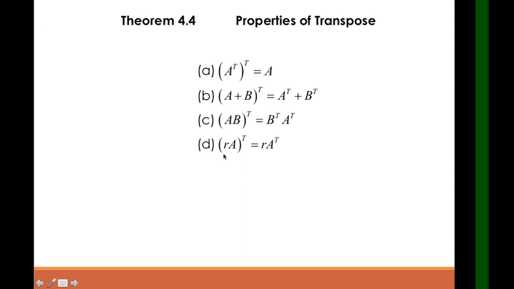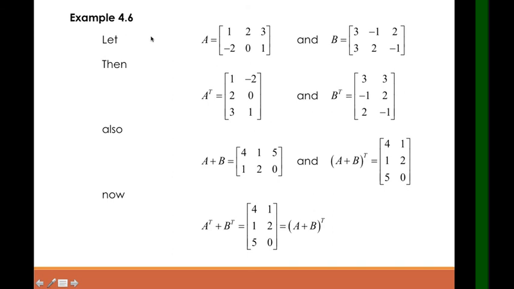So next one, we have R A raised to T, which is also similar to R A raised to T. Okay, so to prove these properties of transposition, let's have the following examples. So example 4.6, we have A equals 1, 2, 3, negative 2, 0, 1. And for B, we have 3, negative 1, 2, 3, 2, and negative 1. For A raised to T, or the transposition of A, what we write is the rows become columns. So we have 1, 2, 3, 1, 2, 3, negative 2, 0, 1, negative 2, 0, 1.